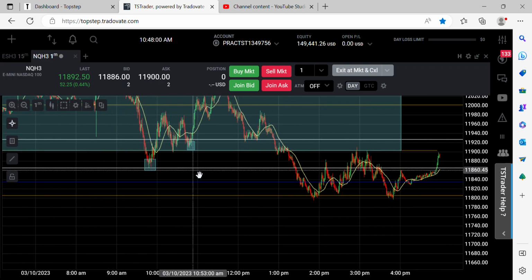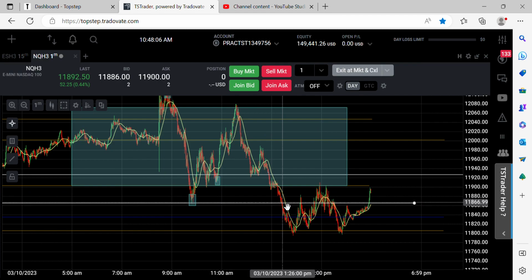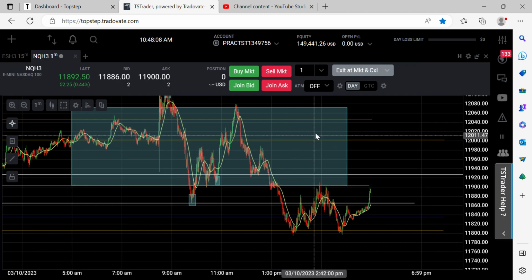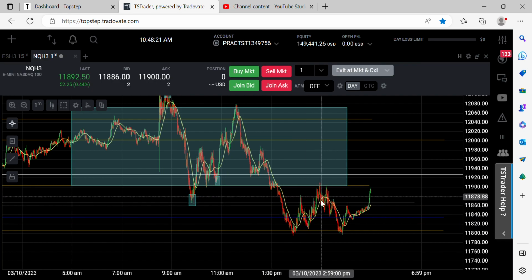And you can see this line sometimes holds, sometimes doesn't. I thought later in the day we were going to retrace to this line and do another move up. We didn't. We shattered this. Absolutely destroyed this. We had a little teaser.